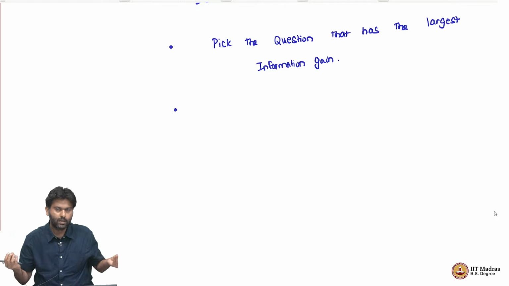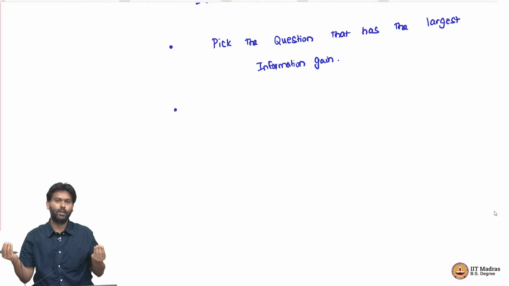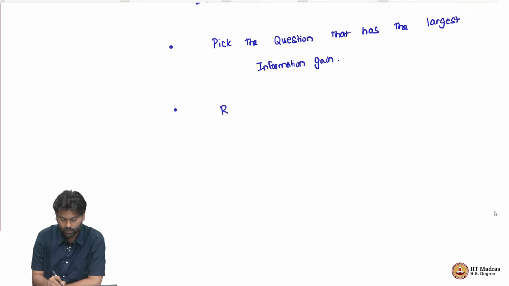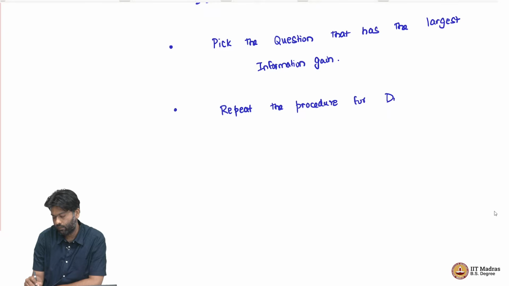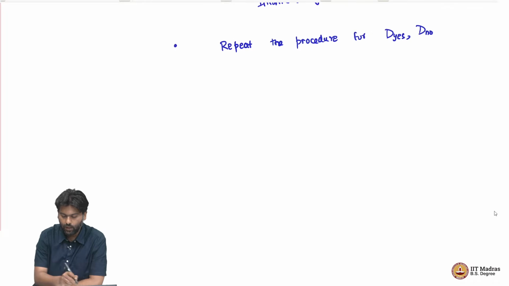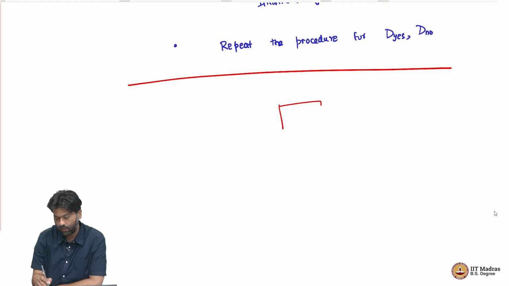Well, now we can repeat the procedure for DS and DNO, right. So, repeat the procedure for DS and DNO, by which I mean you first ask the question. Let us say you found out that the most information giving question is this, right. So, some Fk less than or equal to theta k. Now, this divides your data set into two parts, yes and no.